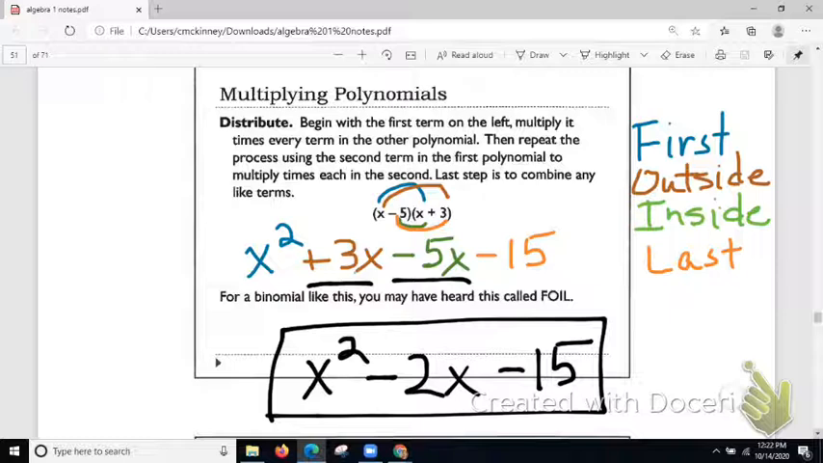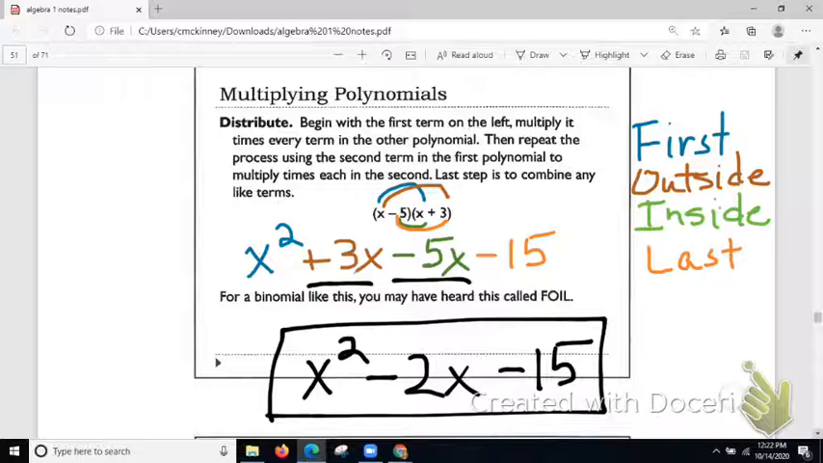Now, I don't use the word FOIL very often because it really only works if it's just a 2 by 2, if both of them have only 2 parts. Because if one of them has 3 parts, well, then what, right? So it only works in limited situations, which is why I don't typically call that FOIL. I just think of it as distributing.